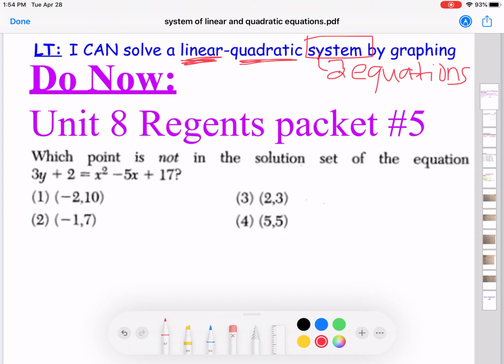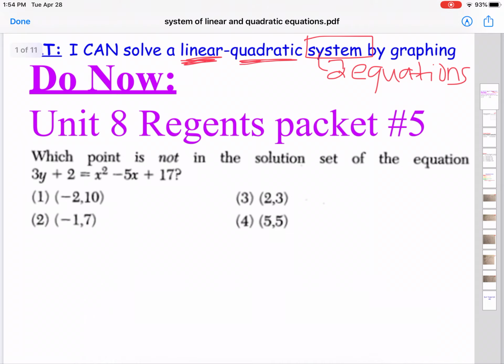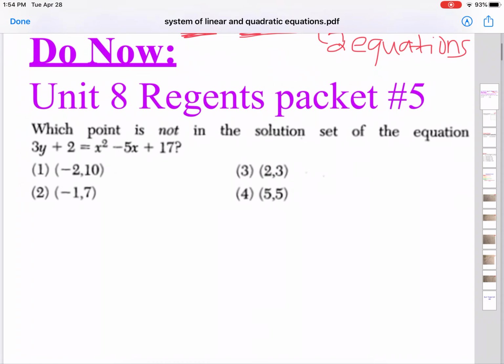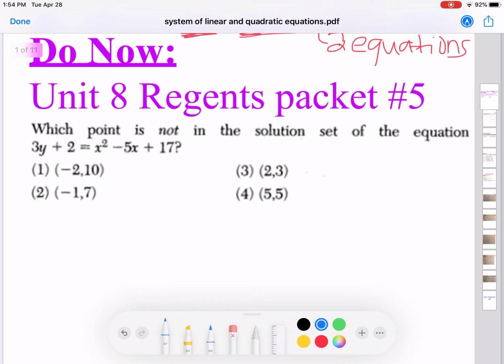For our do now today, we're going to take a look at number 5 in your Regents packet. So go pull up your Regents packet and a piece of paper to try this problem. The question says, which point is not in the solution set of the equation 3y plus 2 equals x squared minus 5x plus 17? So we want to know which is not part of this solution.